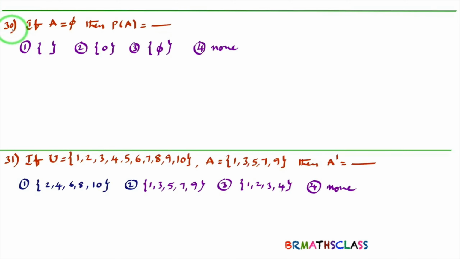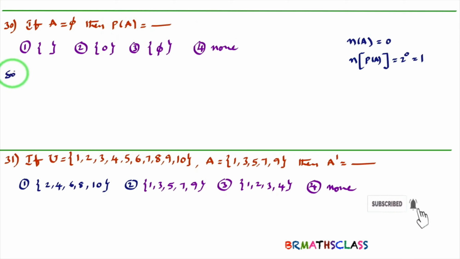You see question number 30. Set A is empty set. Then P of A. A is empty set means how many elements will be there in set A? As A is empty set, number of elements in set A is 0. How many elements will be there in power set of A? 2 power 0. 2 power 0 means 1 element. So P of A contains 1 element.